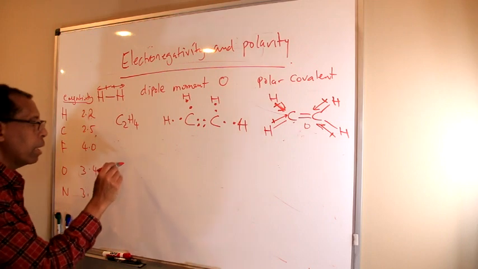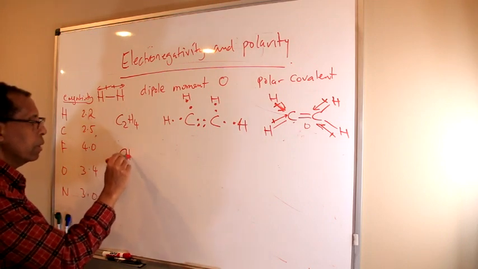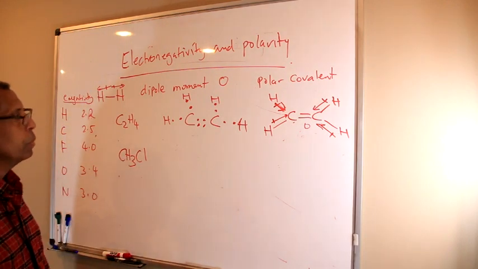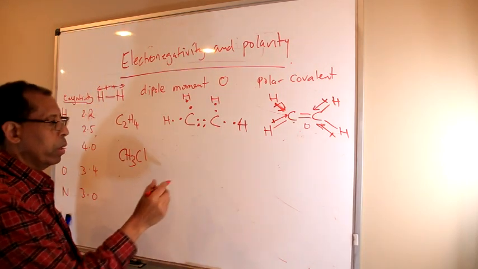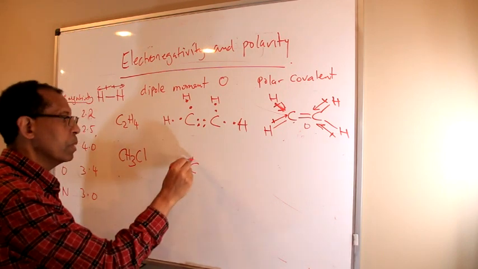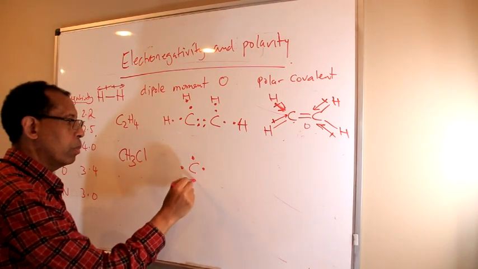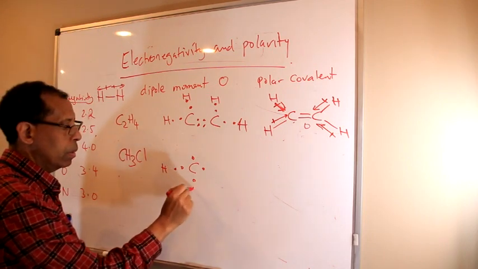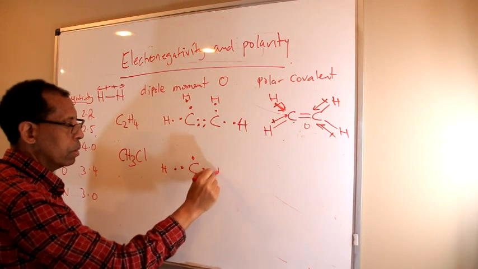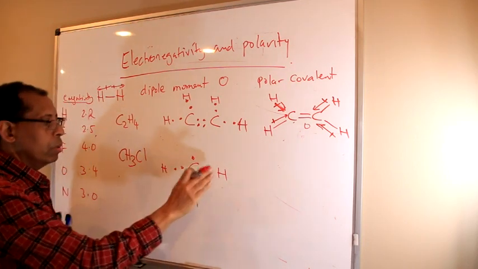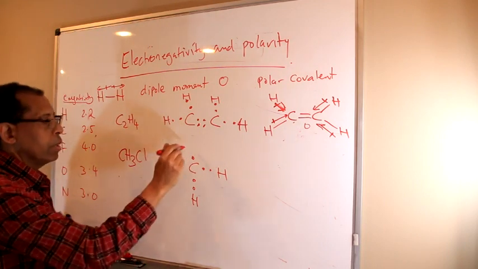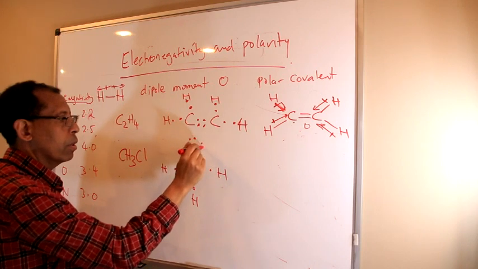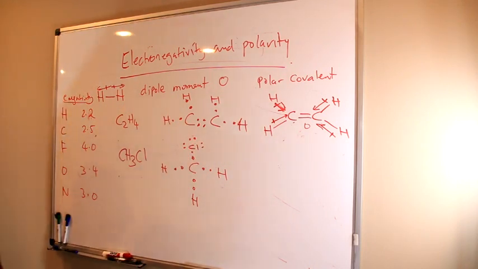But let's take another compound, CH3Cl. This is methyl chloride. Let's draw, as a review, a loose structure for this as well. I have a carbon with four bonds. Three hydrogens should come there, but the chlorine should be bonded through this. If you remember, chlorine has seven valence electrons, so it remains like this.